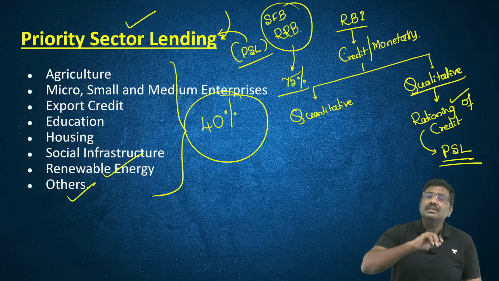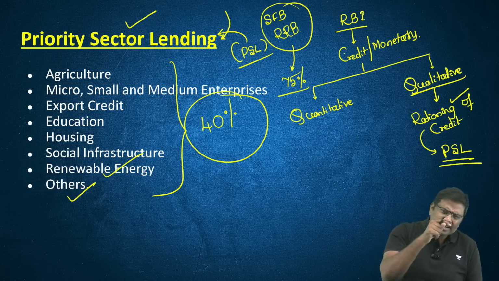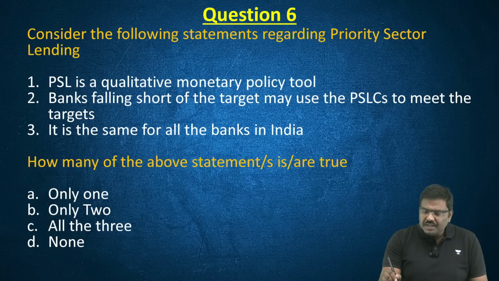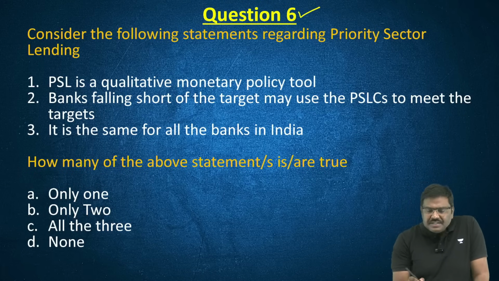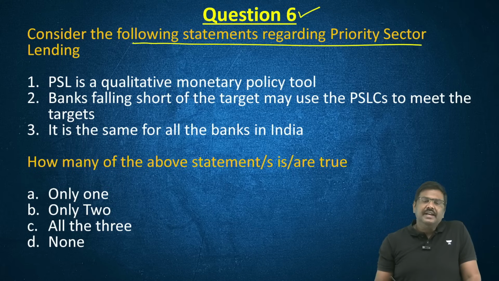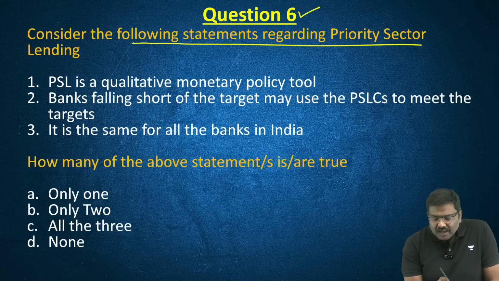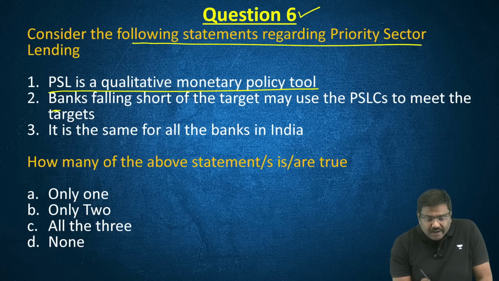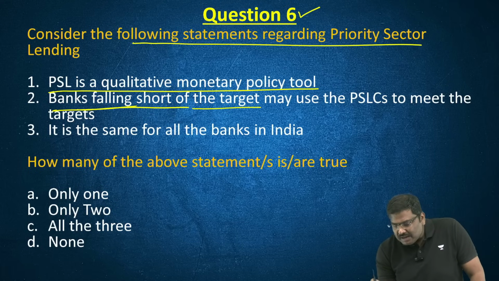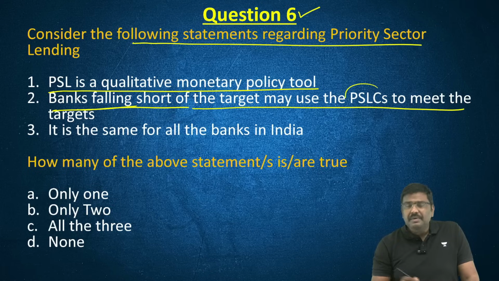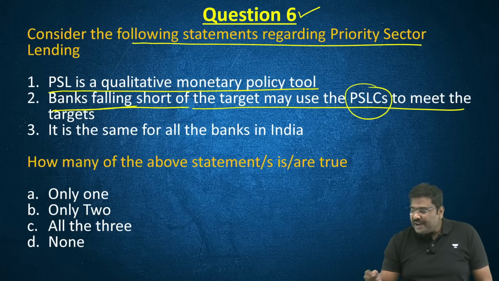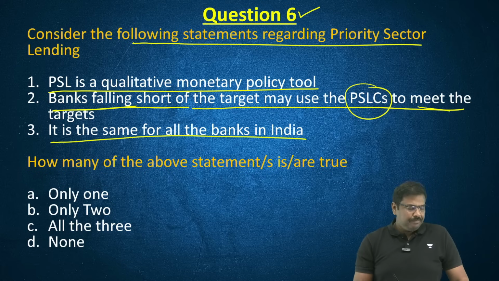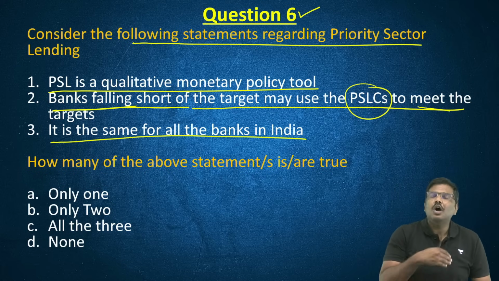Please be very careful. This has been there in the discussion, and traditionally as a static concept, this is very, very important. Now, based on this, a question has been given. Consider the following statements regarding priority sector lending. PSL is a qualitative monetary policy tool. Banks falling short of the target may use a PSL certificate. PSLC means PSL certificate, to meet the targets. It is the same for all the banks in India. Right? How many of these statements are true?